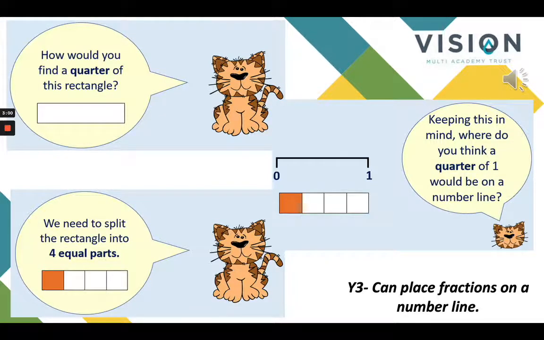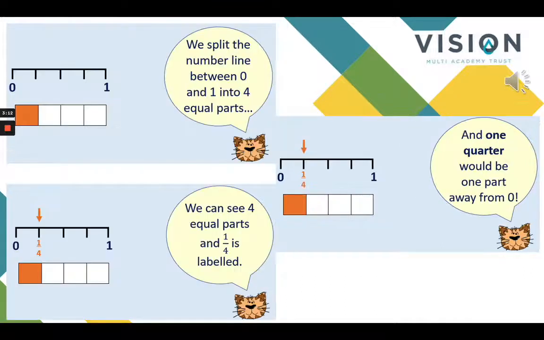We now ask the children to start transferring their skills. We move from fractions of shapes and quantities to placing fractions on the number line. Step 1. Split the rectangle into 4 equal parts. Step 2. Draw a number line alongside the rectangle and split the line into 4 equal parts. Step 3. We can see the 4 equal parts and the 1/4 is labelled. Step 4. 1/4 is 1 part away from 0.